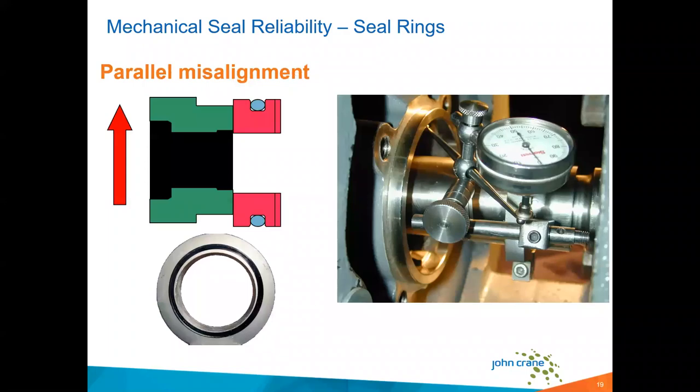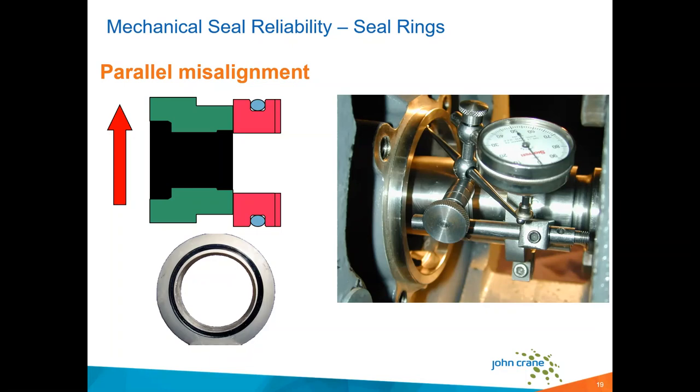Now on the flip side of that, we can be perpendicularly misaligned, or we can also have parallel misalignment or concentricity being off. And so now this is looking at the shaft being concentric to the bore of the equipment where that seal is installed. So we want to limit the TIR, the total indicator runout, to about five thousandths of an inch maximum.